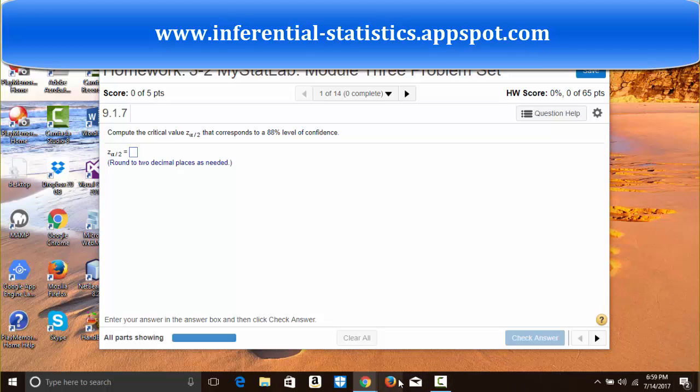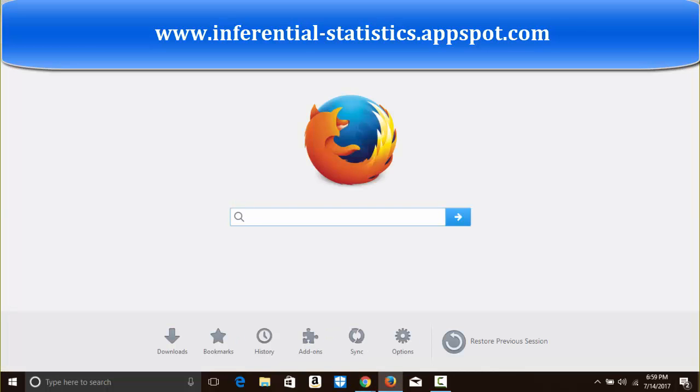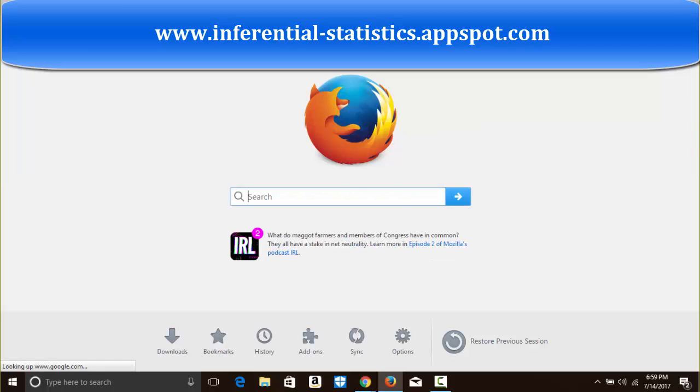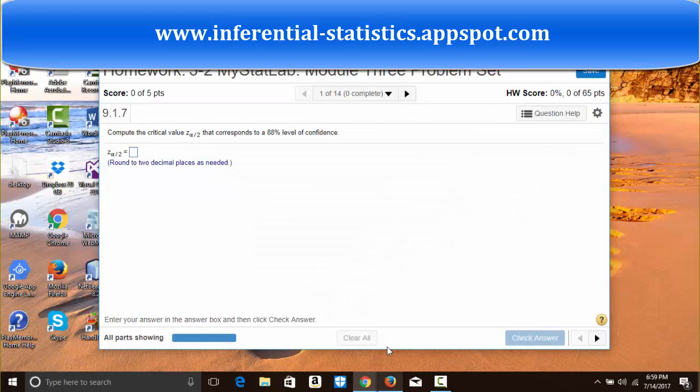So I'm gonna get on my website. I will open up another browser. This is the first question. It is asking about critical values. So I'm gonna get on the mobile friendly site. As it's pulling up, let's look at the first question. It says compute the critical value Z subscript alpha over 2 that corresponds to 88% level of confidence.